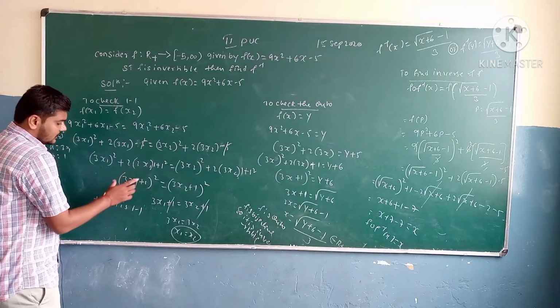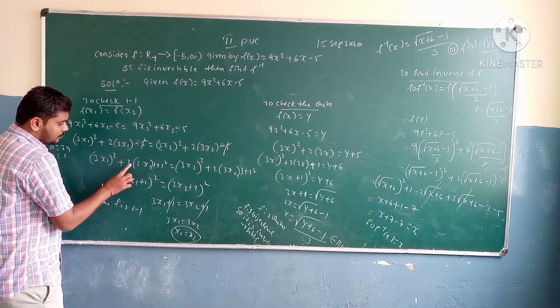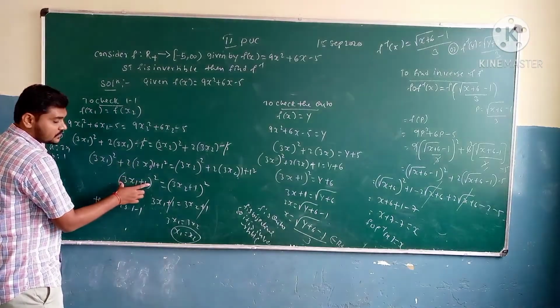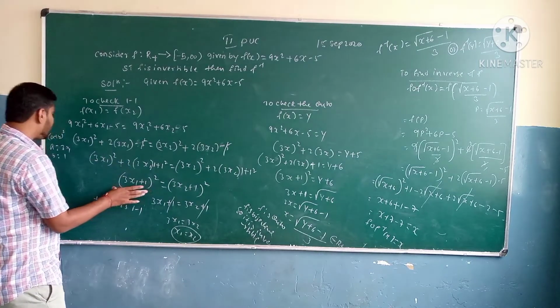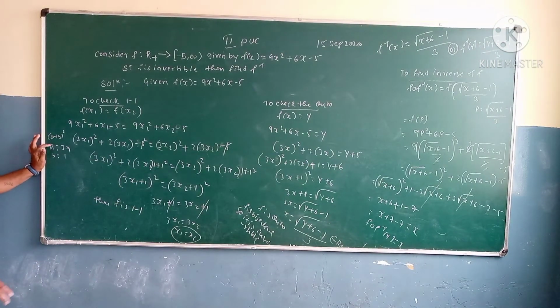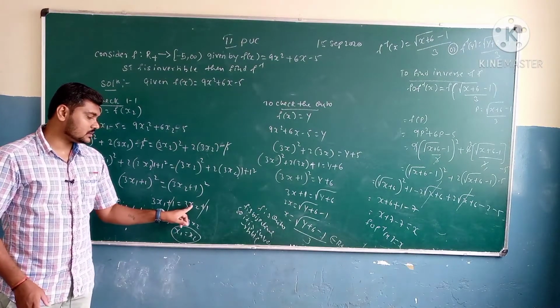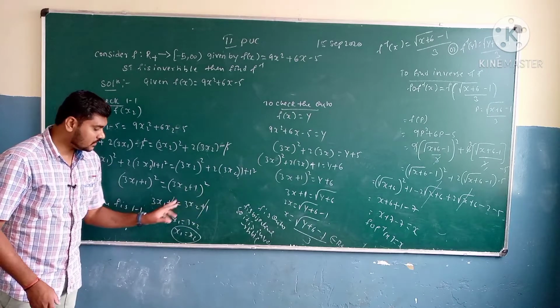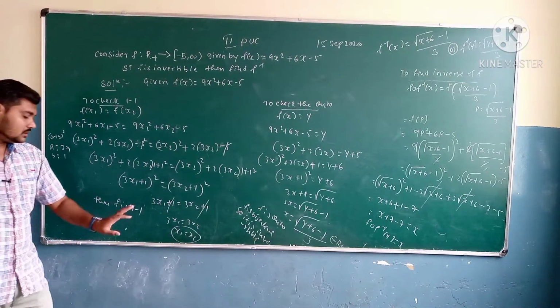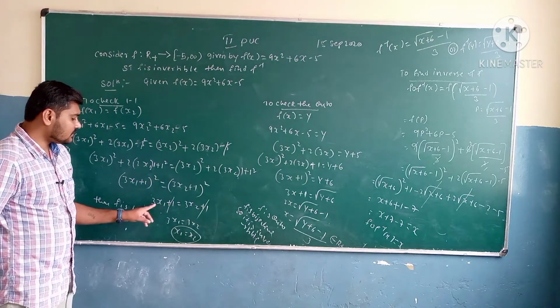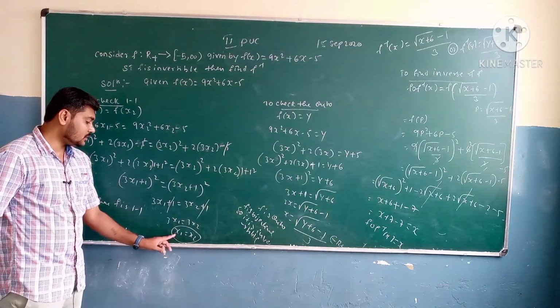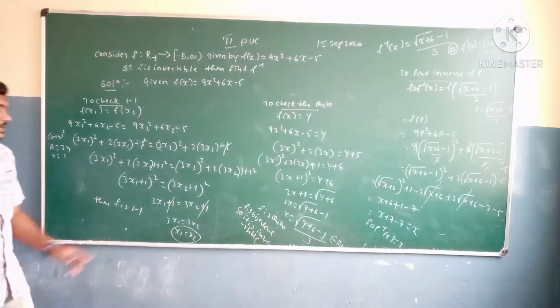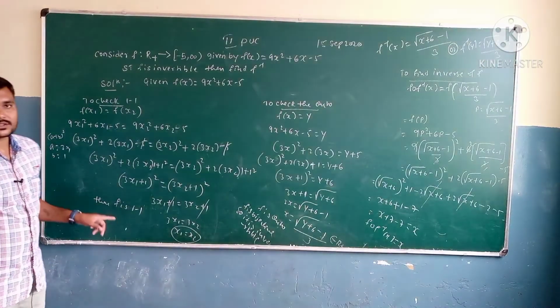So here 3x1 plus 1 whole square, because I am applying the formula (a plus b) whole square, where a is equal to 3x1 and b is equal to 1. So that's going to be 3x1 plus 1 is equal to 3x2 plus 1. So 1 is cancelled on both sides. The next one is 3x1 is equal to 3x2. Again 3 cancels, so x1 is equal to x2. When x1 is equal to x2, the function is one-one.